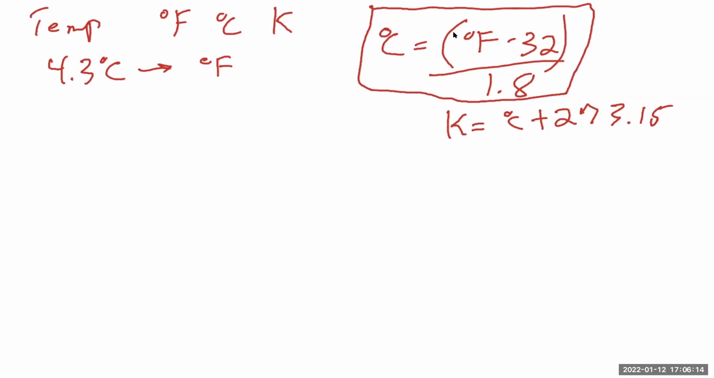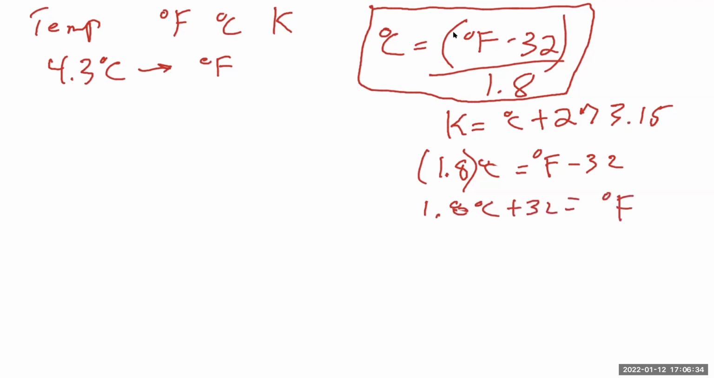I can rearrange that by taking that formula, 1.8 times degrees centigrade equals Fahrenheit minus 32. So 1.8 times degrees centigrade plus 32 equals my degrees Fahrenheit. I just kind of rearrange that algebraically. I multiplied 1.8 to both sides, and I added 32 to both sides to get Fahrenheit by itself. Does that make sense? Yes. Okay, just rearrange it.